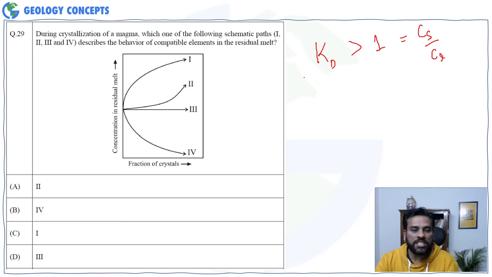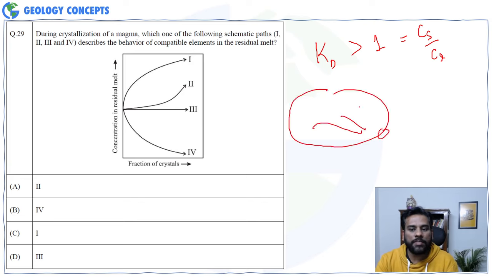Now, when crystallization is happening from magma, all the compatible elements will concentrate in the solid part. Right? So, in the liquid, it is asking you what will be the behavior in the residual melt. So obviously the concentration in the residual melt will decrease, right? So the fourth option will be correct. So it will decrease as the fraction of crystals are increasing, right? So B will be the correct option here.